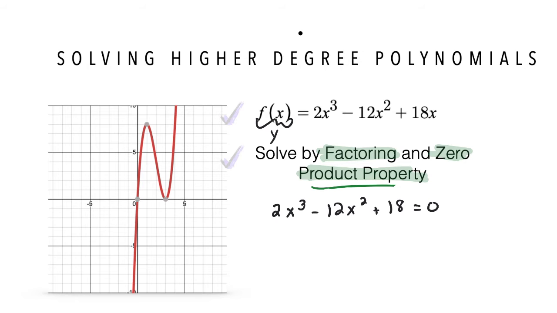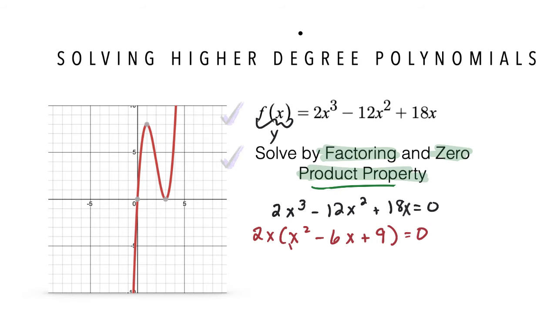So we just go through our factoring methods. Oops, that's an 18x there. Make sure we got everything. We'll do our GCF first. It looks like we can take out a 2x, giving us x squared minus 6x plus 9 equals 0.